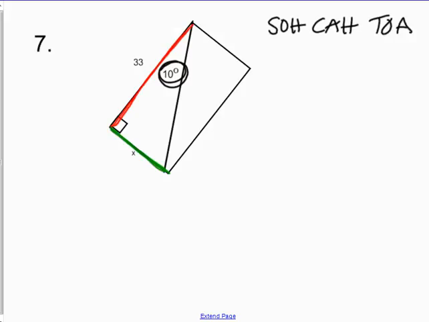All right, so if I'm looking at opposite, I don't have anything on the hypotenuse here. There's nothing here, so I'm not going to be able to use either sine or cosine, so it's got to be tangent. So, all right, how do I set this out? This is the tangent of 10.